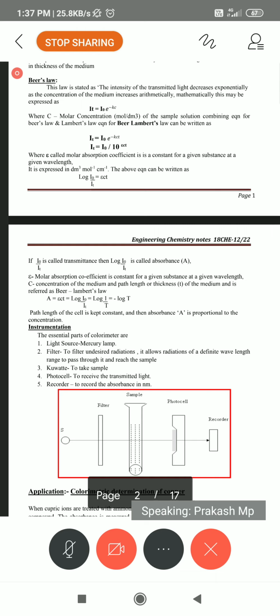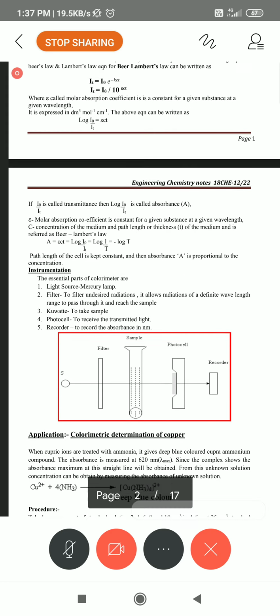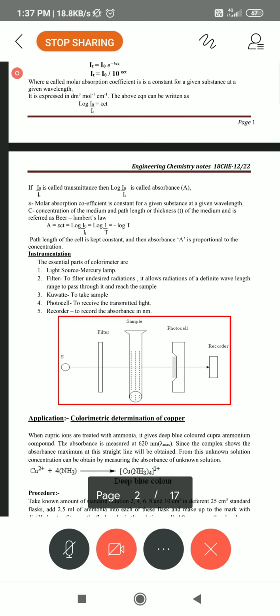There is one mistake here. I naught by I is not transmittance, you can correct it: I by I naught we call transmittance. Log of I naught by I we call absorbance. The absorbance is the reverse of the transmittance, and the transmittance is the reverse of the absorbance. So finally we get that absorbance A is directly proportional to the concentration and thickness.